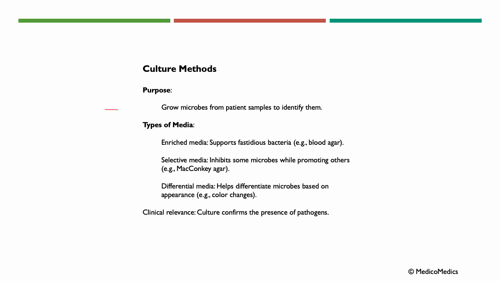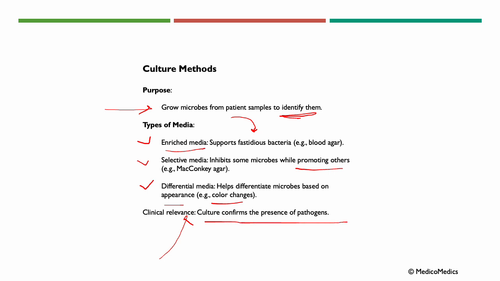Culture methods. The idea is to grow microbes from patient samples to identify them. Types of media used: enriched media supports fastidious bacteria, for example blood agar. Then we have selective media, which inhibits some microbes while promoting others. Then we have differential media, which helps differentiate microbes based on their appearance, like a color change. Clinical relevance: culture confirms the presence of pathogens.